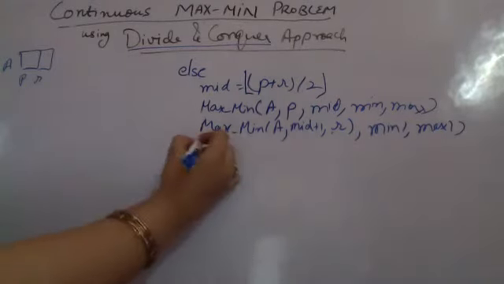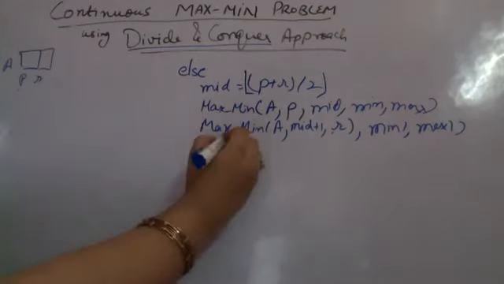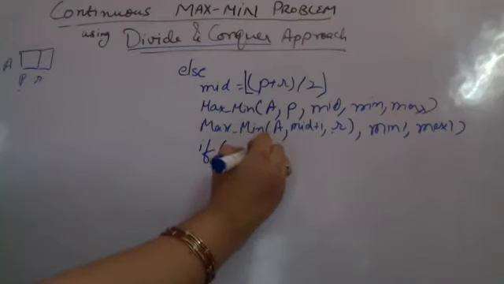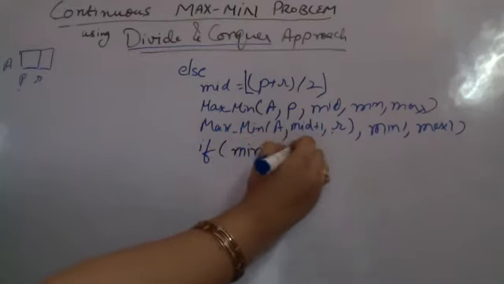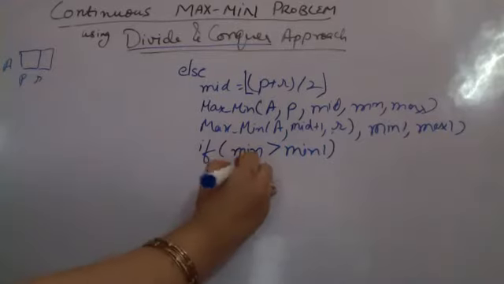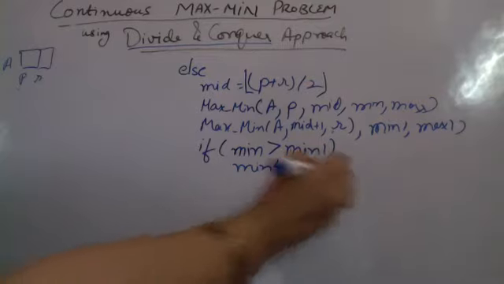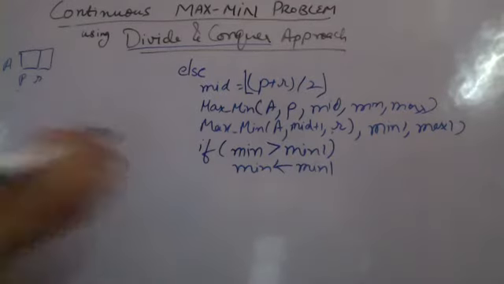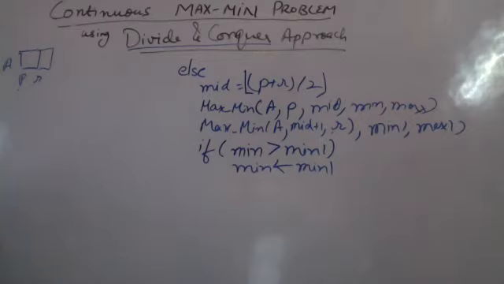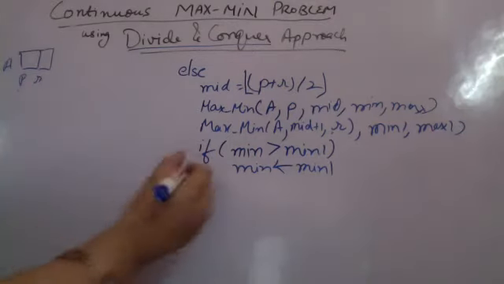Now I need to compare; conquer करने के लिए approach को what I need to do? I need to check whether the minimum from the first list is greater than the minimum from the second list. If minimum from the first list is greater than the minimum from the second list, then minimum should be equal to the second list minimum. Yes or no? Yes, sir. Yes, ma'am. And else minimum is already minimum, so I need not change.